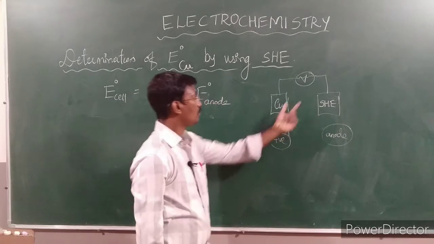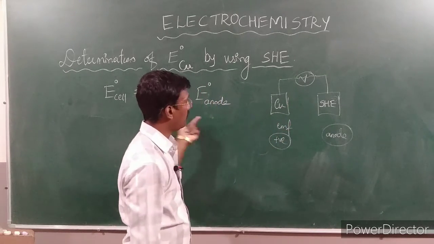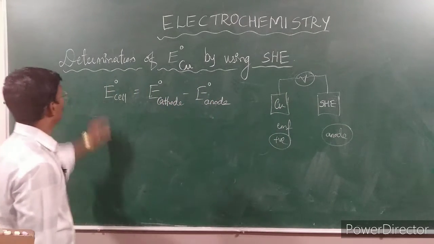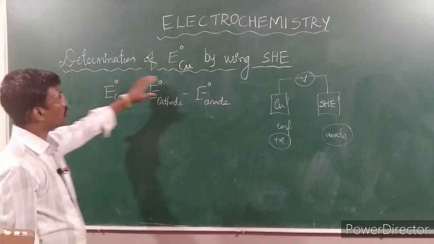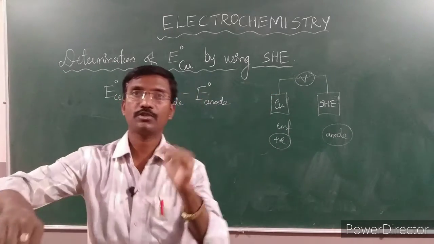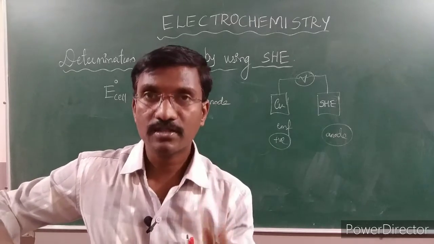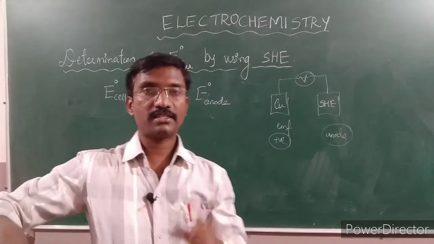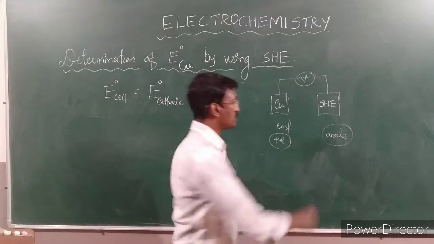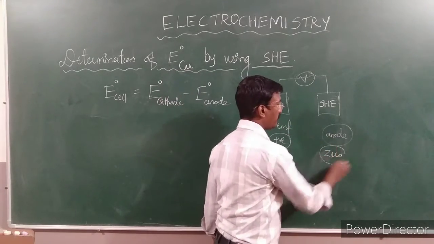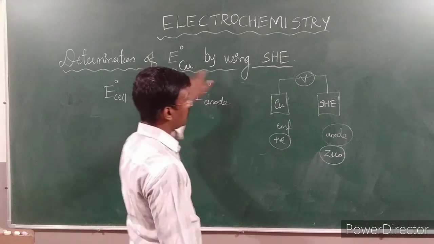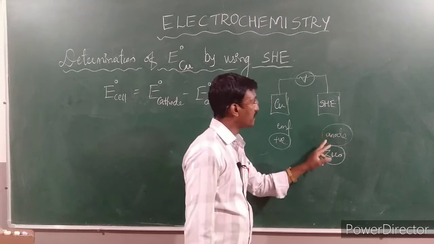That voltage will be calculated by this formula. That value will be the value of copper. So let's see here. In the determination of the standard electrode potential of copper, we use the SHE, where SHE is the standard hydrogen electrode. It is used as a reference electrode, and the electrode potential of the SHE is considered as 0.